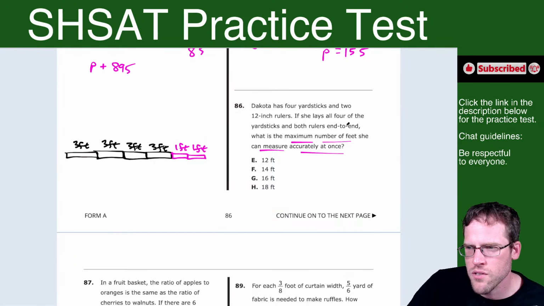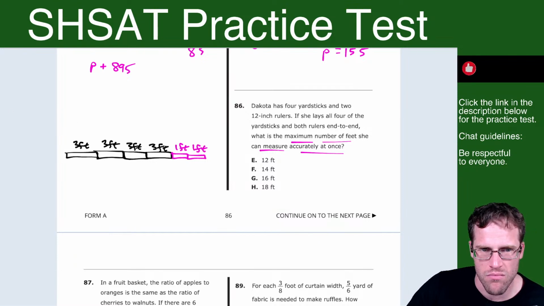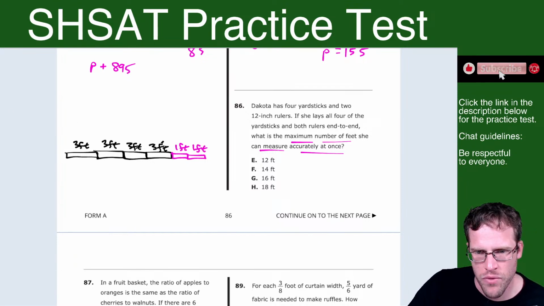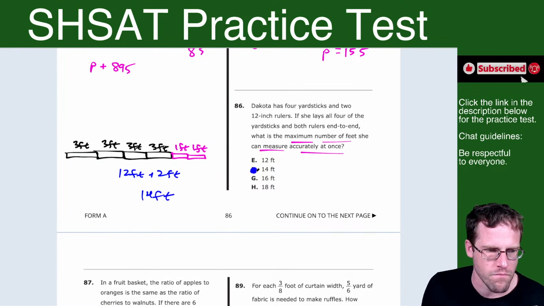So if she lays all 4 of the yardsticks and both rulers end to end, what is the maximum number of feet she can measure accurately at once? Is it just as simple as adding these all up and converting units? So that's 3 times 4 is 12 feet plus 2 feet. Is it really just 14 feet? All right. That'd be it.